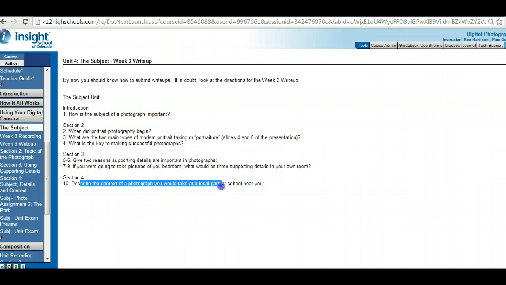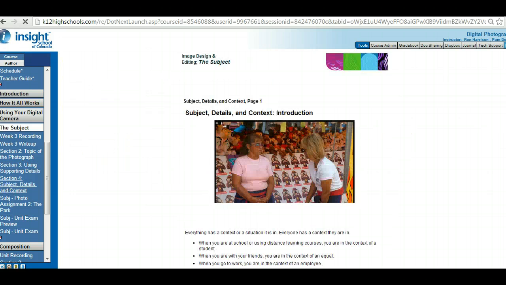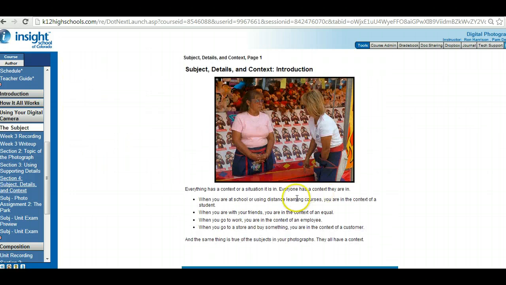Okay, section 4, describe the context photograph you would take a local park or a school near you. So section 4, now we're about context. And everything has context, right? So context is what is contained within a picture. We talk about people when they talk, what's the context of their conversation? Well, it's the information contained in it. So context is what is within the picture.